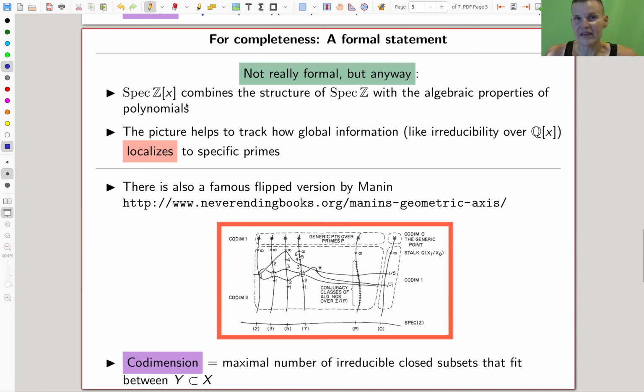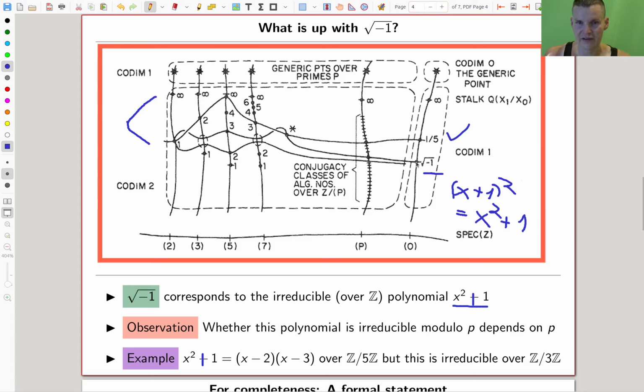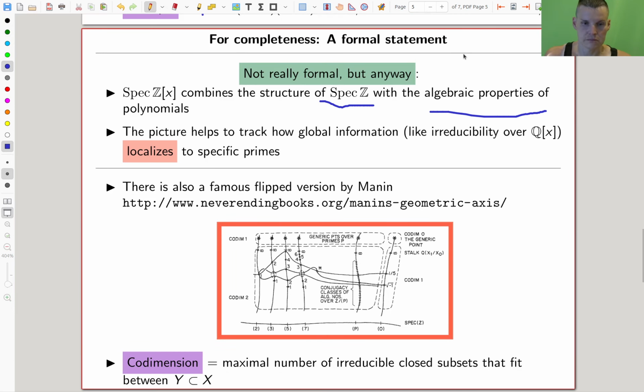So Spec Z essentially combines structures with algebraic properties of polynomials. Here we have primes and the irreducibility of polynomials, and you can literally see how global information corresponds to localized information along the primes, right? That's what we did. So minus 1 here, a square root of minus 1, which is like the complex number: how does it fit to reductions modulo various fields, various primes? The only thing I haven't explained is this funny codimension, and we'll do that on the final slide.